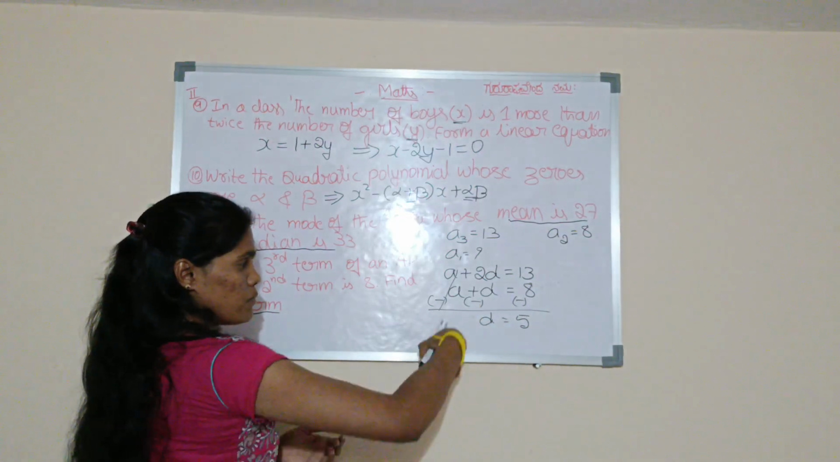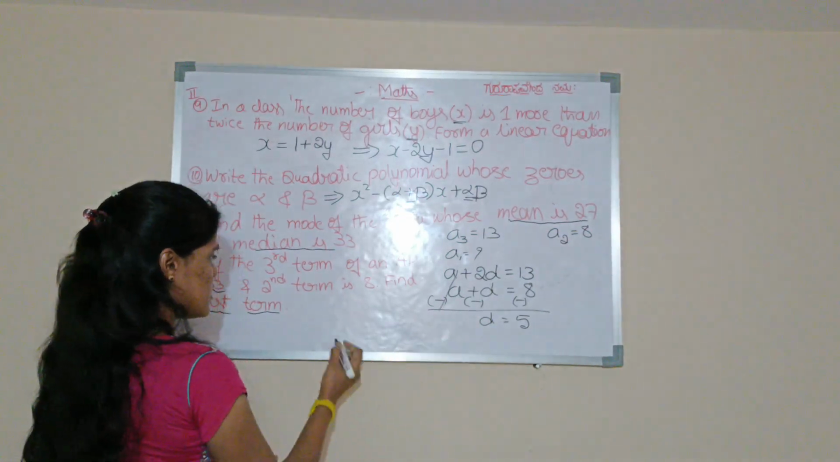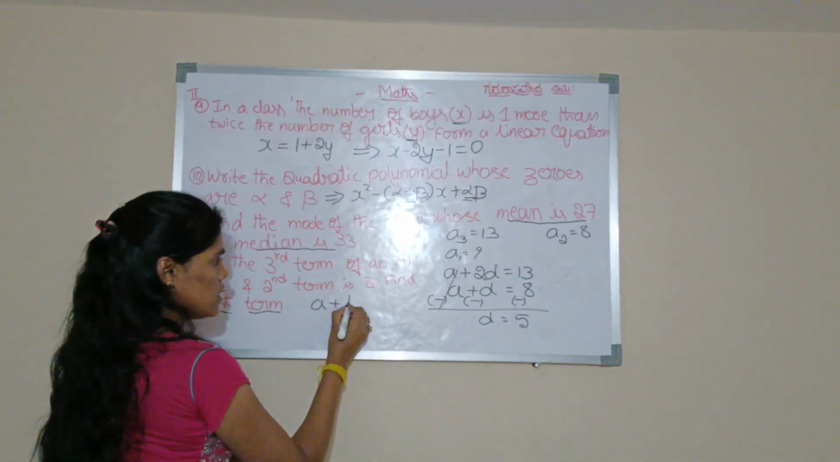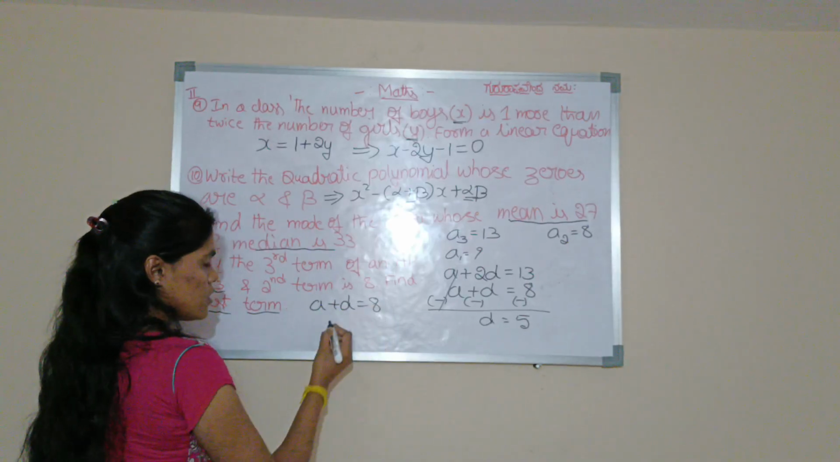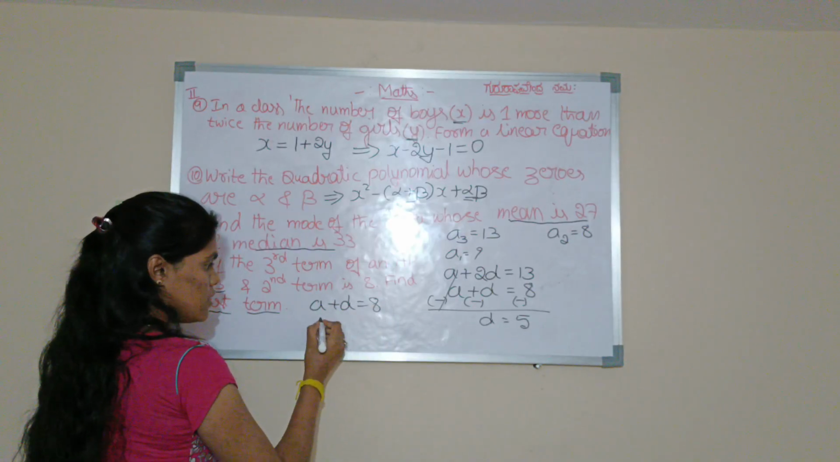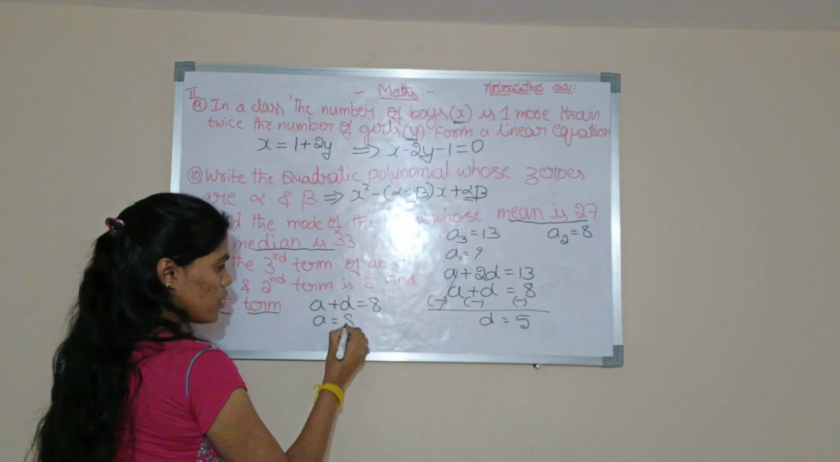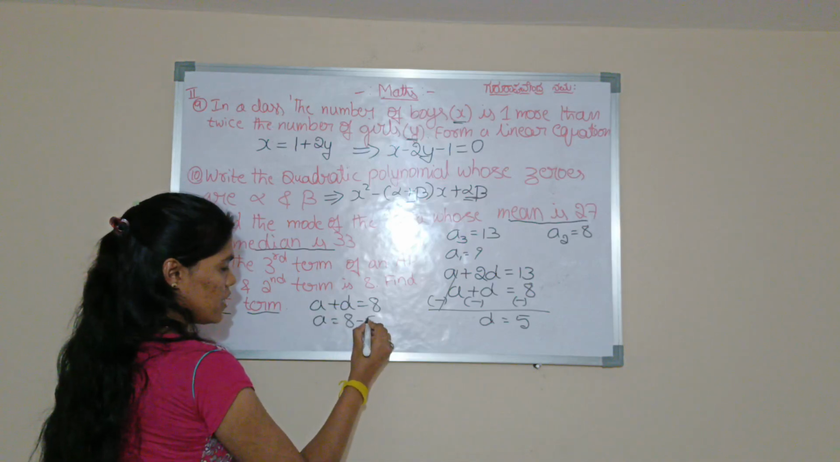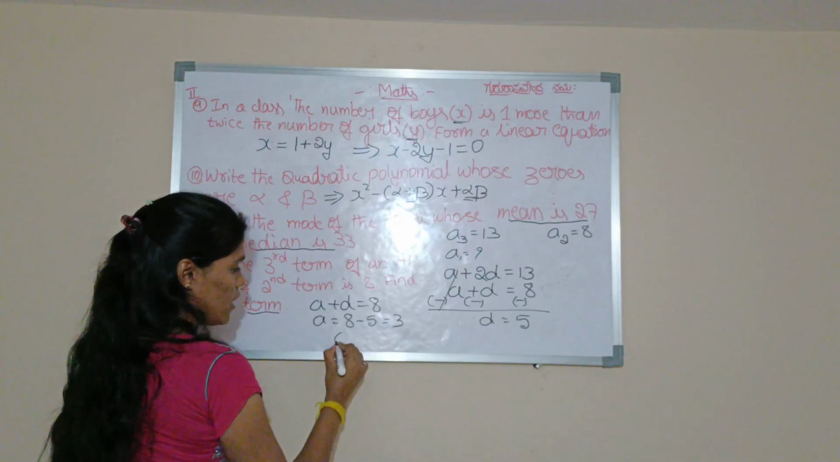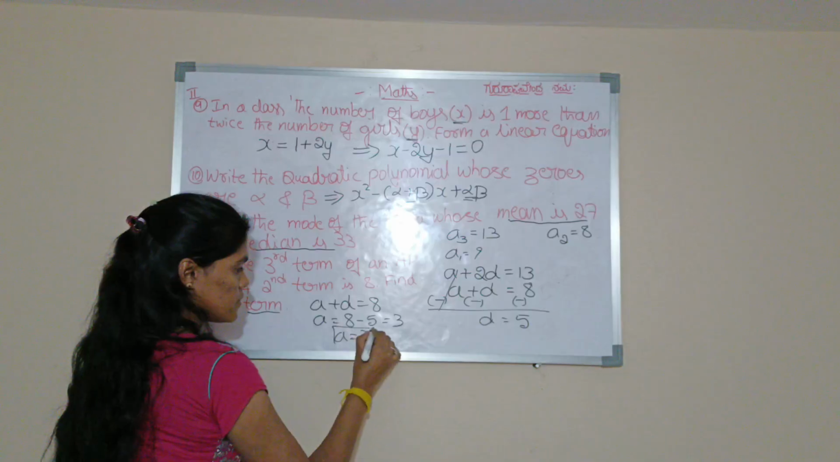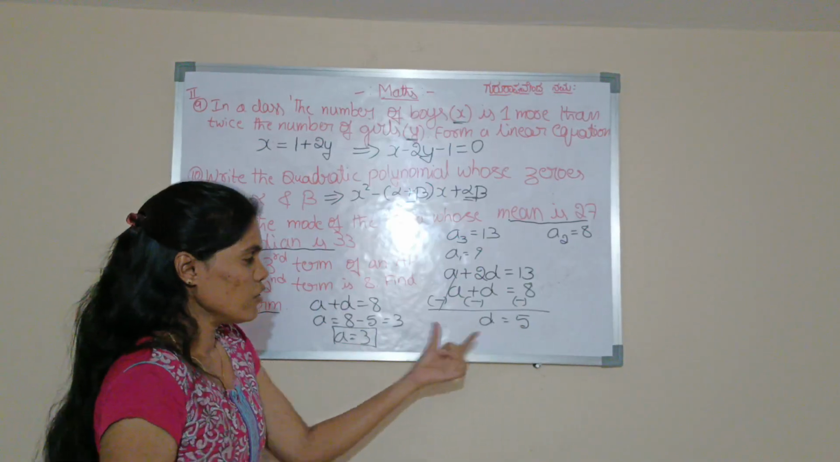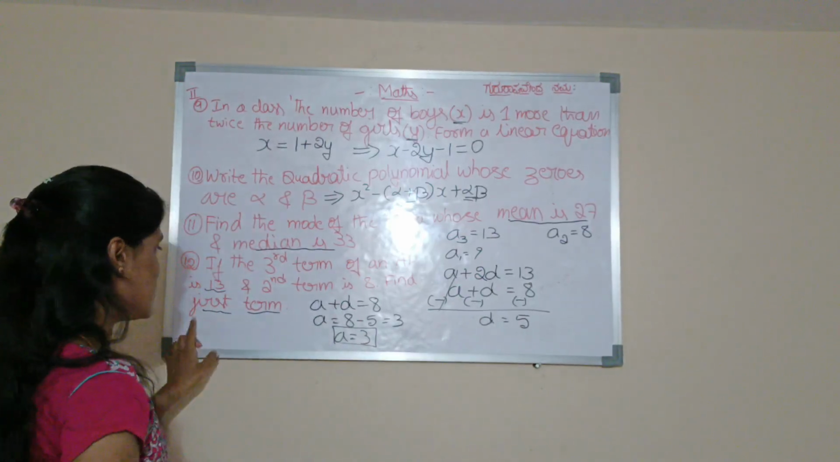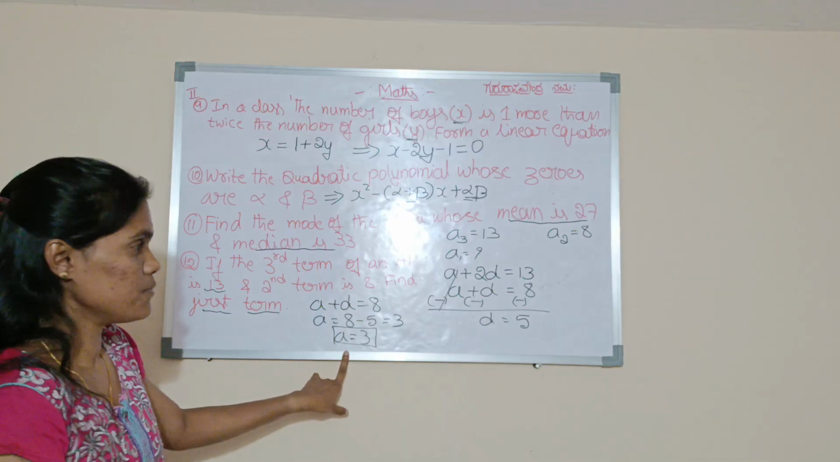D value we get. Put it in any one equation. I will consider the second equation. A plus D is equal to 8. So I knew the D value. So A is equal to 8 minus the D value, minus 5. That is 3. A value is equal to 3. D value is 5, A value is equal to 3. First term is equal to 3.